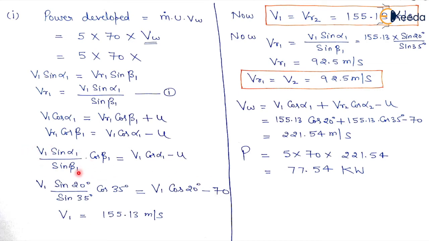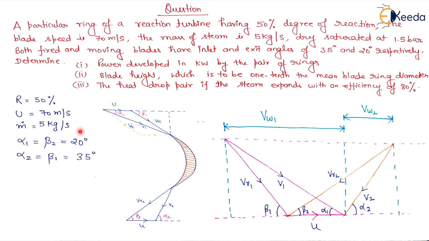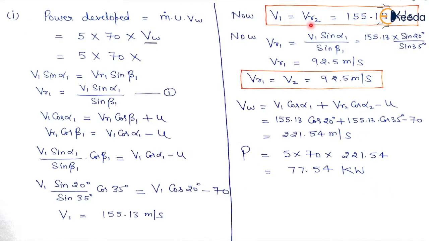All values, alpha 1, beta 1 are given, U is given. So after putting all values, we will solve this equation and we will get V1 is equal to 155.13 meter per second. Now, this is a 50% Parsons turbine. So in this case, VR2 is equal to V1, VR1 is equal to V2. So V1 is equal to VR2. Then VR2 will also be equal to 155.13 meter per second.